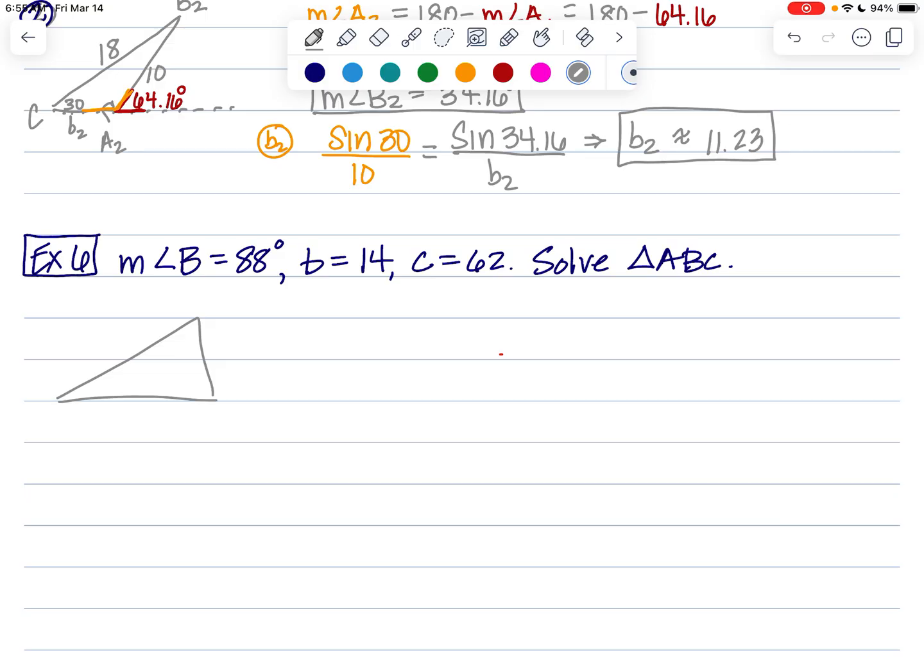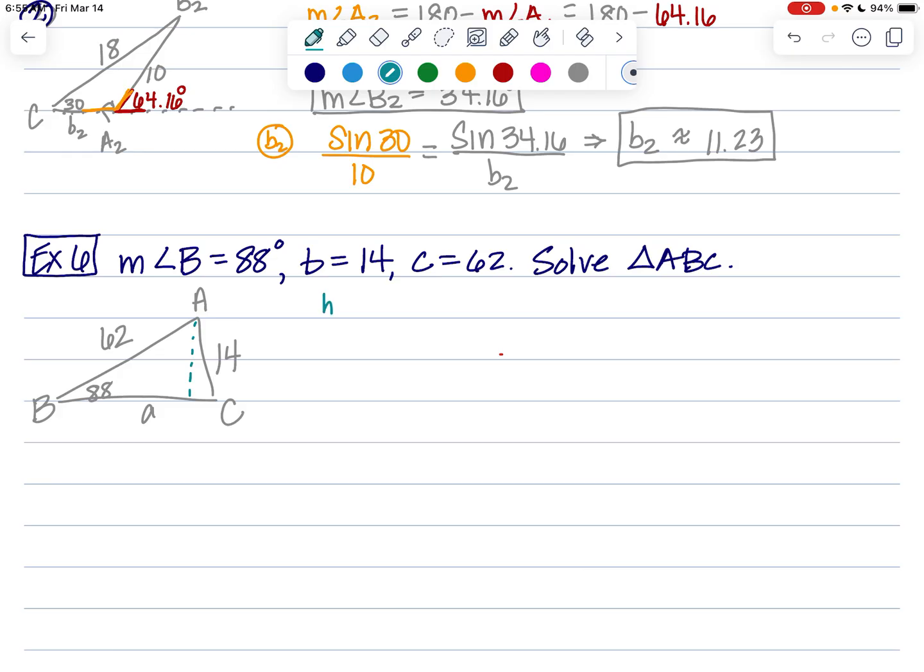I'm given the measure of angle B, so I'm going to put that down here, and I'm just going to label that with a B. 14 is across. I'm going to put the 62 up here because that's how you're supposed to put this all together. Angle C, angle A, this is going to be a little side A. So let's test our height. So here's our height.